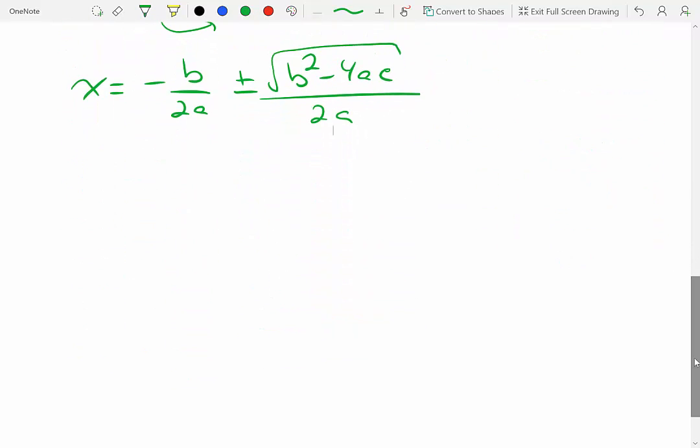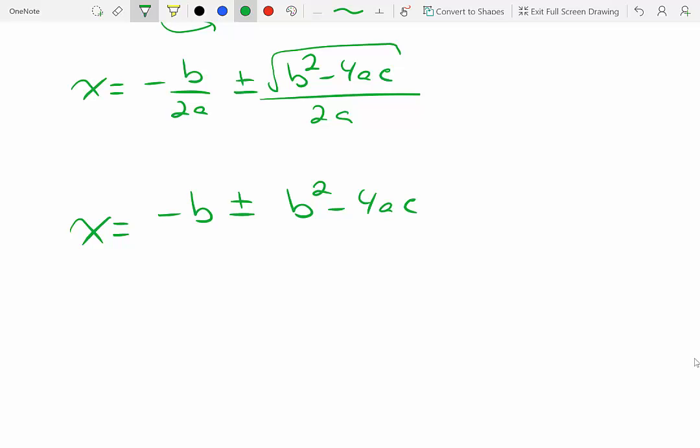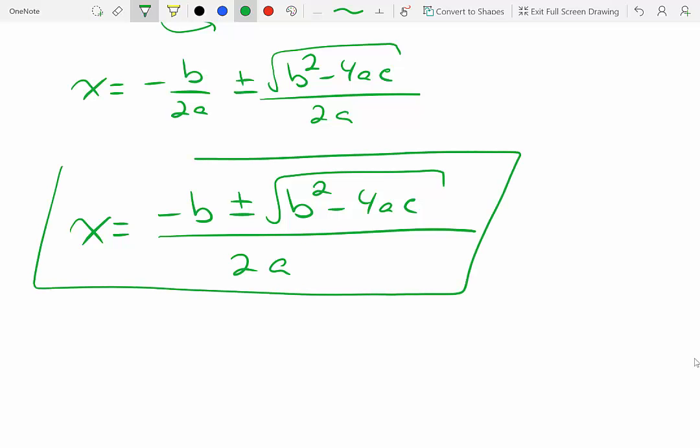And so I can put those together and get the quadratic formula, which is x is equal to negative b plus or minus the square root of b squared minus 4ac, all divided by 2 times a. Ta-da!